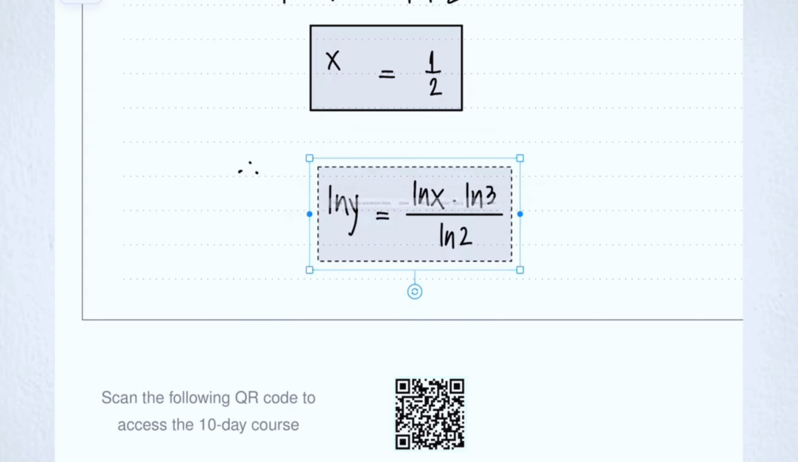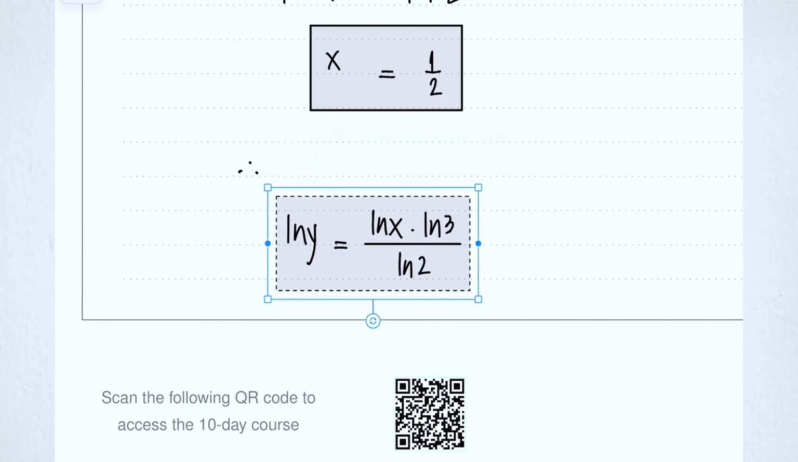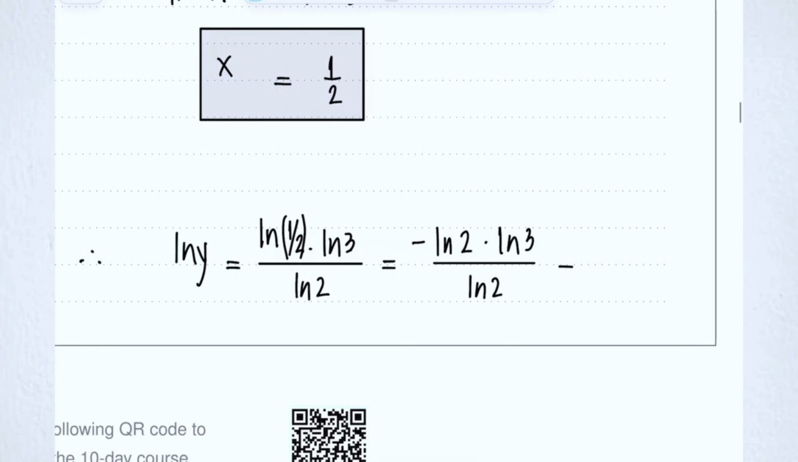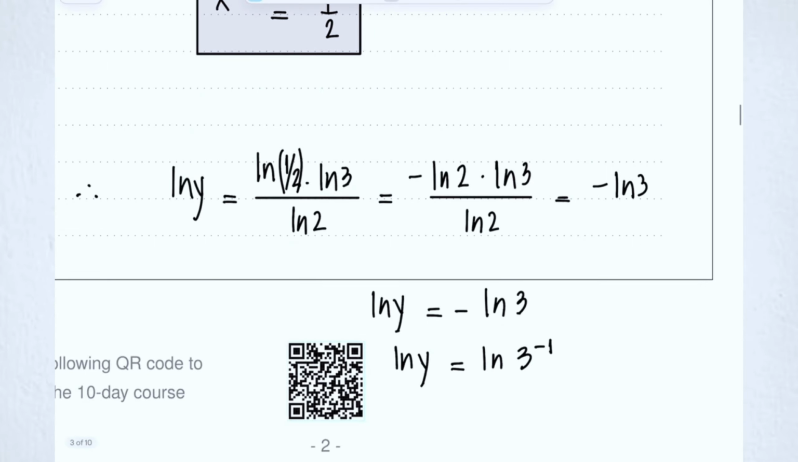In order to find y, we can replace x into this equation that we found before. So this is ln of 1 over 2, which is the same as negative ln of 2 times ln of 3 over ln of 2, which is equal to negative ln of 3. Now, if ln of y is equal to negative ln of 3, then ln of y is equal to ln of 3 to the negative 1. Therefore, y is 1 over 3.